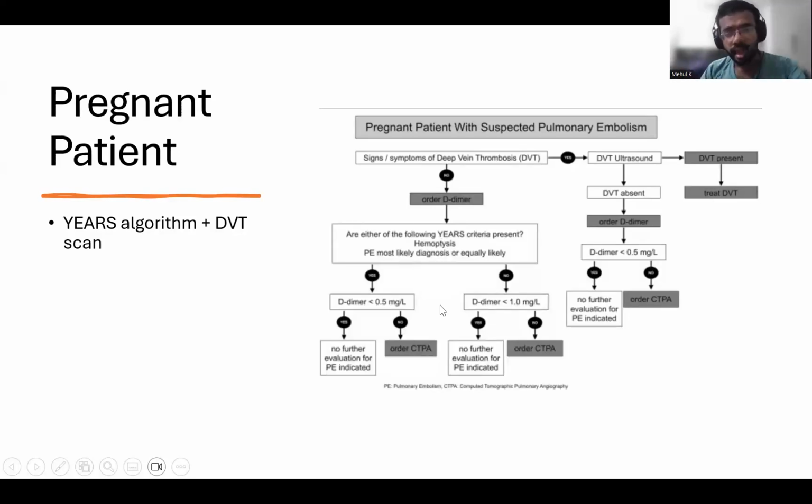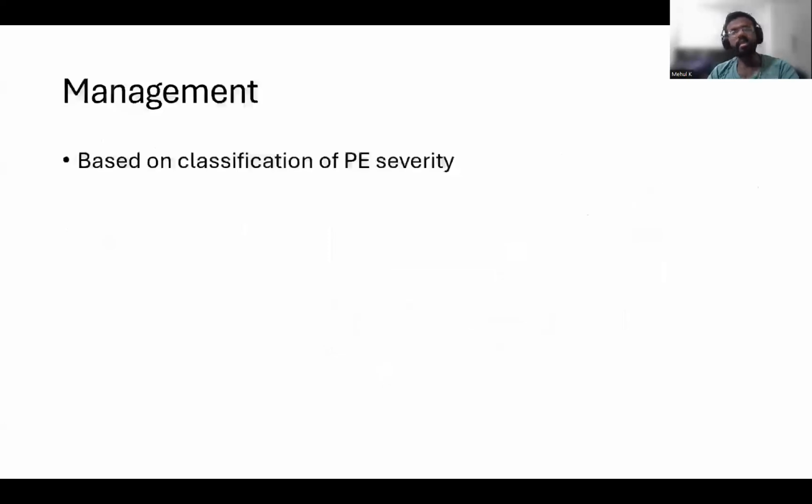It's going to be hemoptysis, or whether PE is the most likely diagnosis. Based on the cutoff, if the YEARS criteria are present, the cutoff is 0.5. If not present, it's a higher cutoff of 1. And if the D-dimer is positive, then you have to go for the CTPA. So that is all about the evaluation of a suspected PE patient in the emergency.